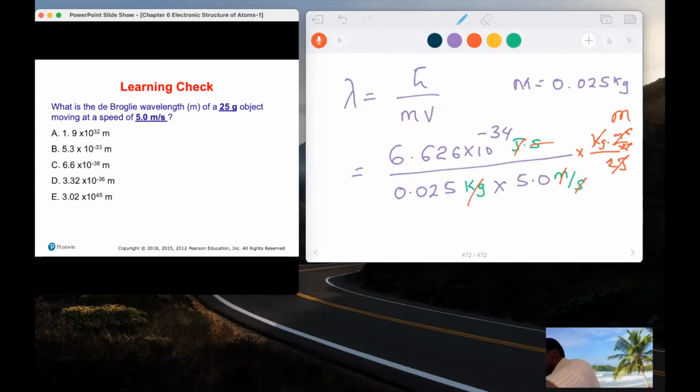I'm looking for my calculator. It's right here. I want to just key it in on my calculator. At the top is the Planck constant, 6.626 exponential negative 34, divided by 0.025, divided by 5.